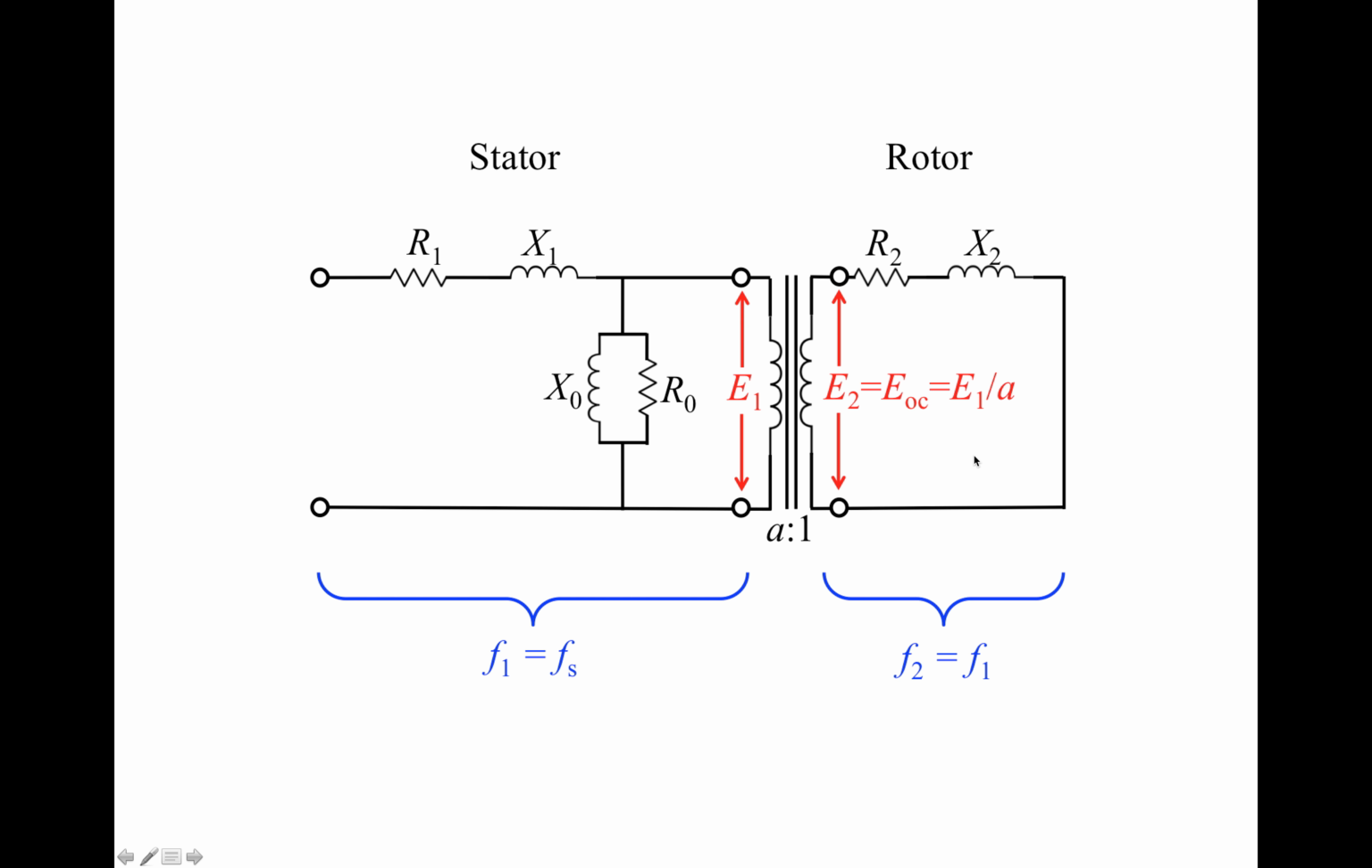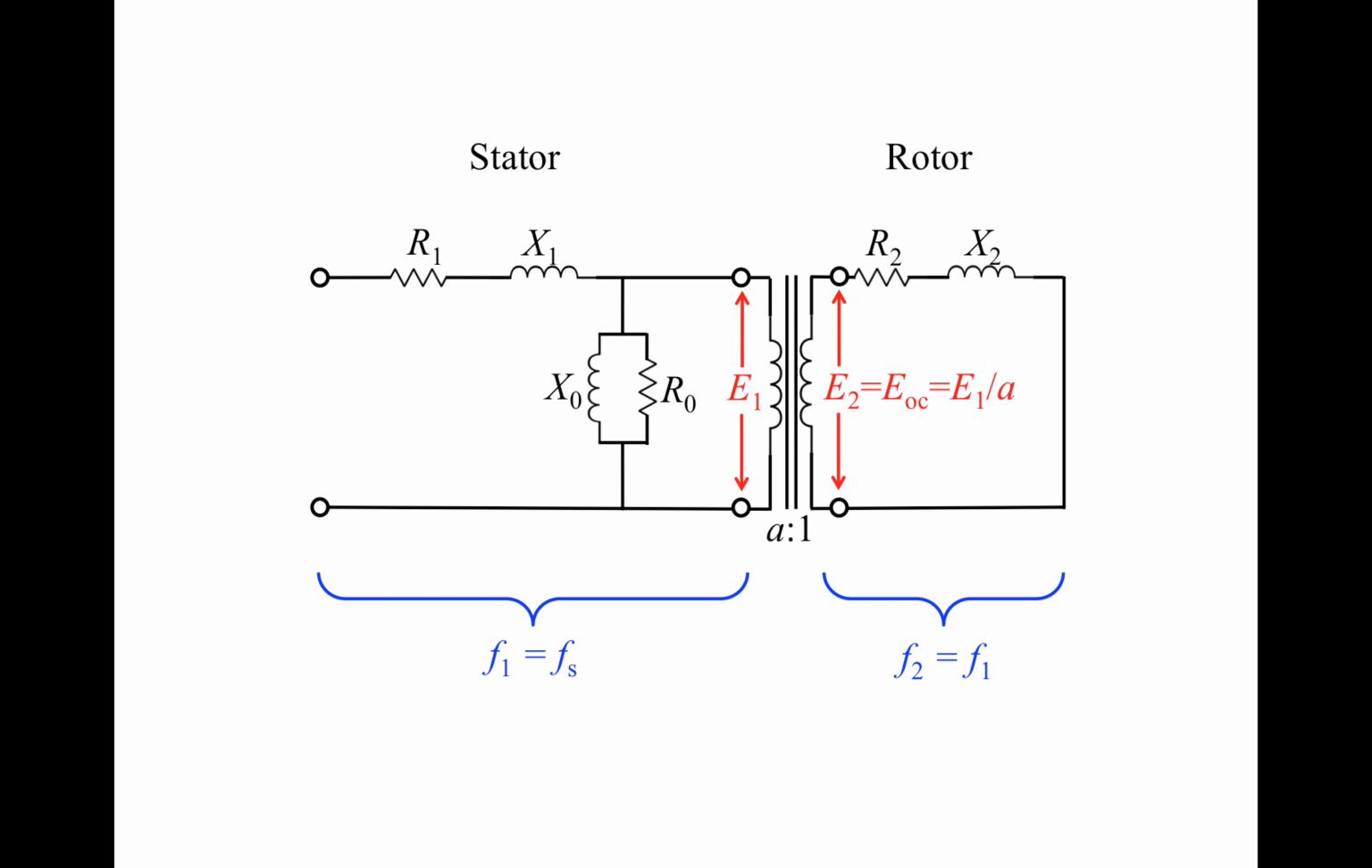And then there's another difference, which is the frequency. F2 is not going to be equal to F1 anymore. It's going to equal slip S times F1. And this problem is more difficult to deal with, because the transformer only accounts for the differences in the amplitudes of the voltages and the currents. It does not account for differences in their frequencies. So how do we actually account for the frequency differences? Once it starts rotating, frequency will be different. So how do we account for that?